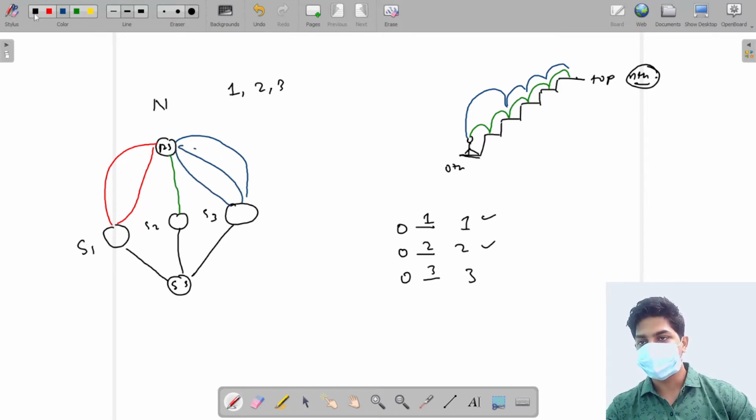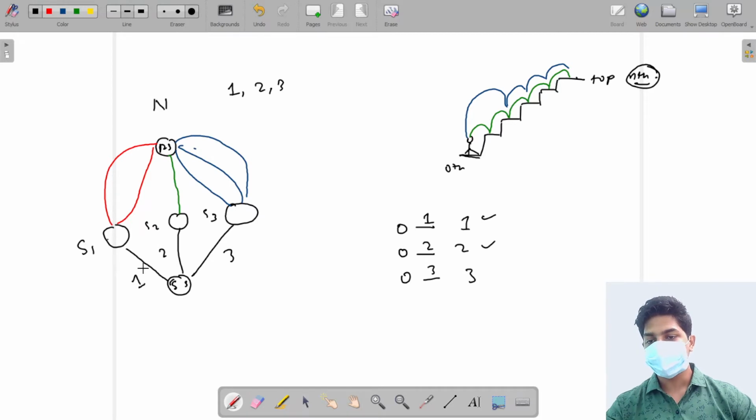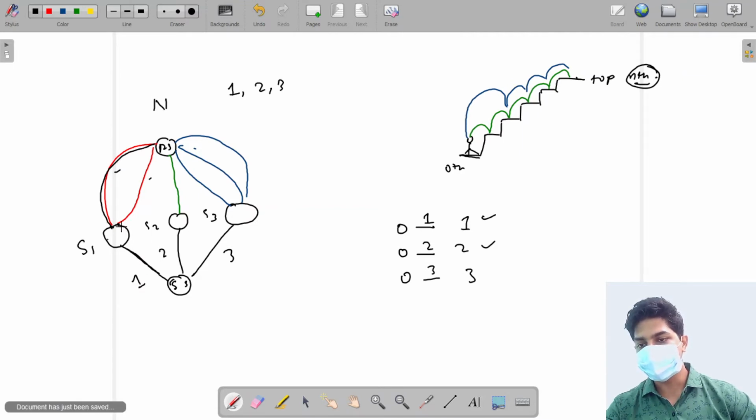Now I can go to substation 1 if I take a jump of 1 unit. If I take a jump of 2 units, I can go to substation 2, and if I take a jump of 3, I can go to substation 3. So I will ask substation 1 how many ways there are from you to the destination. He will say that there are two ways, so I can also go through these two ways. How? I will start from here, reach substation 1, then choose this path and reach the destination. I will come to substation 1 again, choose the other path, and reach the destination.